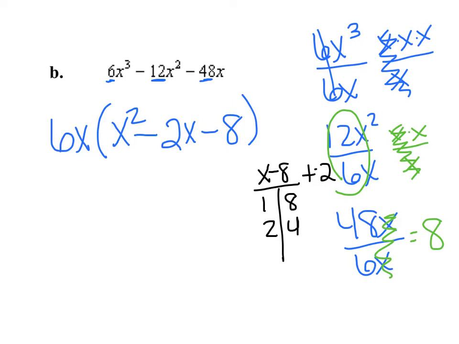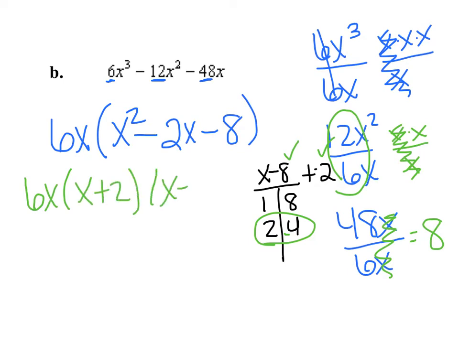So if I make this 4 negative and I add those two together, I'll get a negative 2 and multiply to get a negative 8. So therefore I know that this isn't factored all the way. I've got to factor it one more time, and that would be x plus 2 and x minus 4.